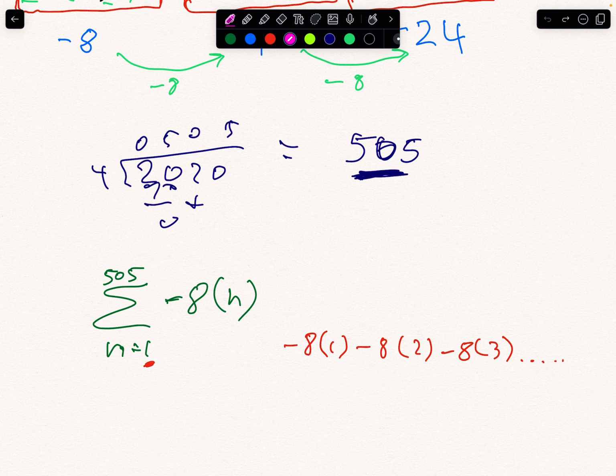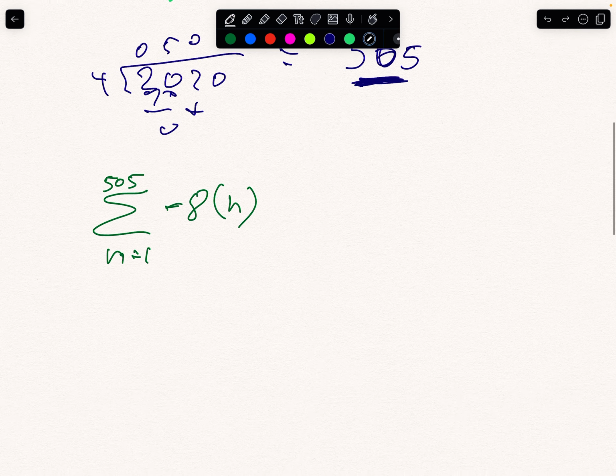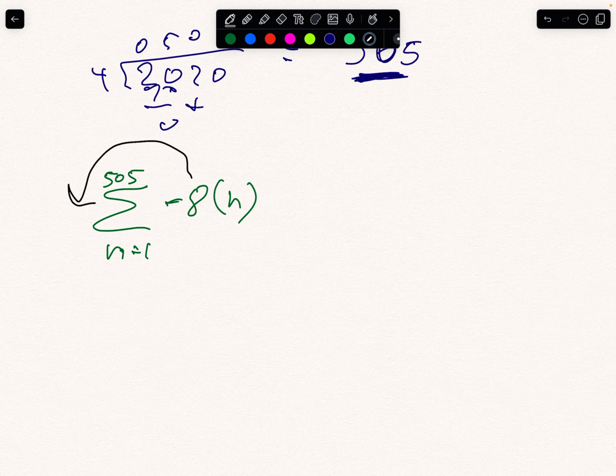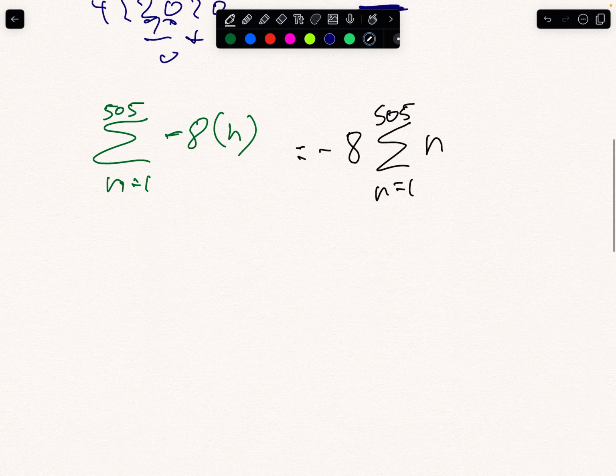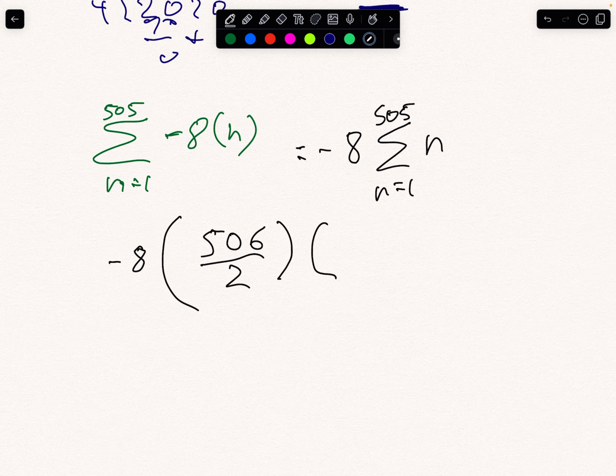All right, so now that I've modeled the above expression in sum notation, I'm going to solve it. What I'm going to do is take out the negative 8, because negative 8 is a constant. So I'm going to rewrite it as negative 8 times the sum of n. Again, I'm going to write the solution and then explain it, so stay with me. This entire thing would be equal to negative 8 times 506 over 2 times 505.